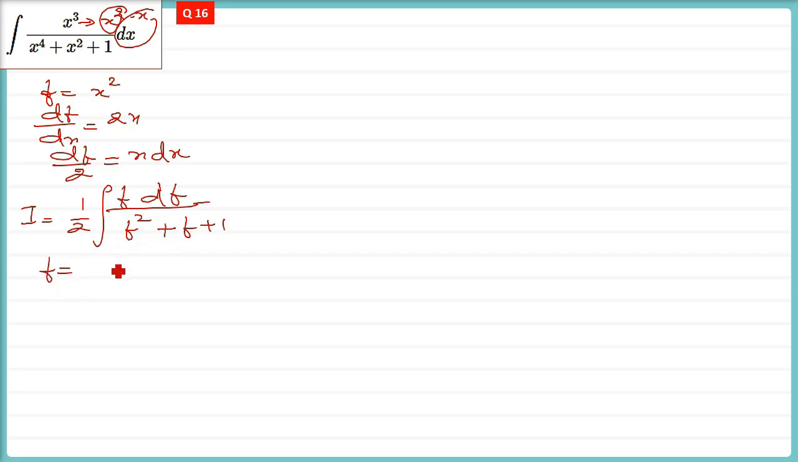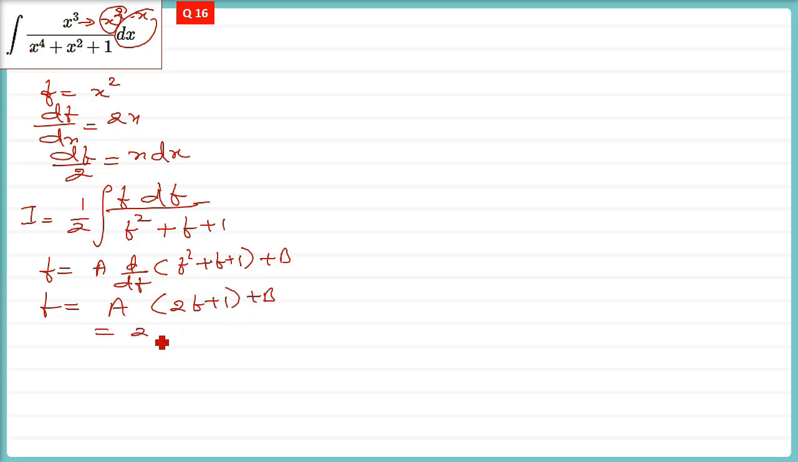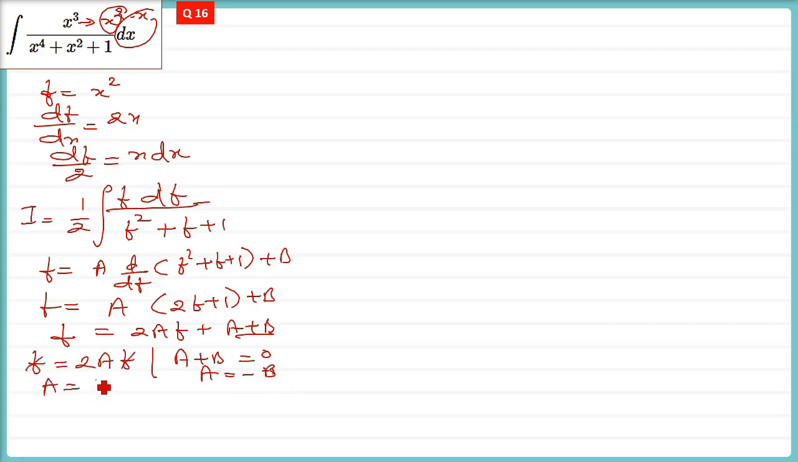So t will be in the form of a into d by dt of t square plus t plus 1, and then we have a constant b here. So this t will be equal to a times the differentiation of t square plus t, which is 2t plus 1, plus capital B. Now this 2at plus a plus b is equal to t. Now equate the similar terms. T equals 2at, and the second equation will be a plus b equals 0, because there is no constant term on the left hand side. So a becomes equal to negative b. Whatever a will come, b will be negative of that. So a is half, so b will be negative half, because they are opposite in sign.